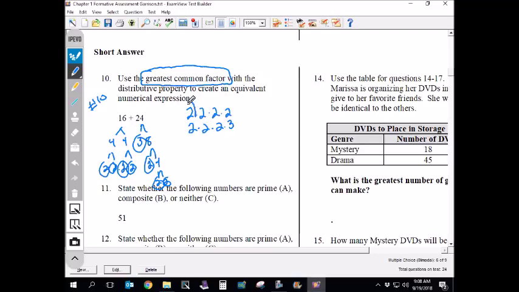What do they have in common? Well, they have 2's in common. They have another set of 2's and another set of 2's. So we know they have three 2's in common. We have to multiply everything they have in common.